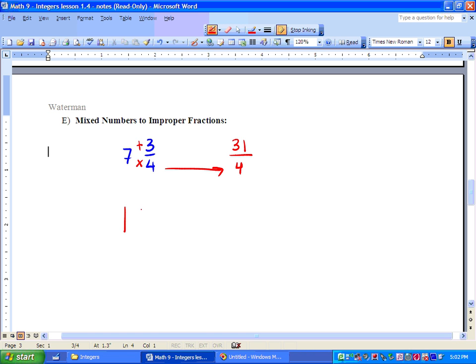1 7/9. All right. Well, how do we get that into an improper fraction, not a mixed number? We're going to go 9 times 1 plus 7 is 16/9. All right, so they go back and forth. All right, I'd like you to try one more here. This is the one you can try. 2 3/11. Give it a shot.